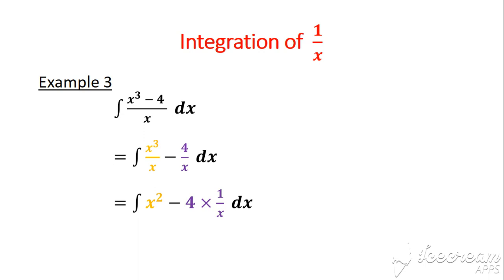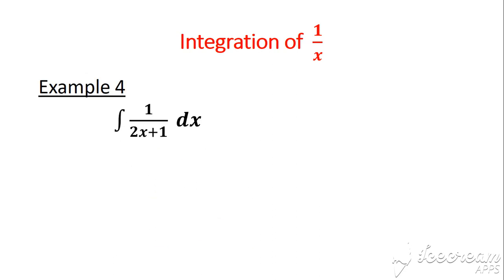So now we're ready to integrate. So the x squared will add 1 to the power to get x cubed and divide by the power of 3. And the minus 4 times 1 over x, well, the 1 over x integrates to natural log of x. So we're going to end up with 4 natural log x. And our final answer is x cubed over 3 minus 4 natural log of x plus c.